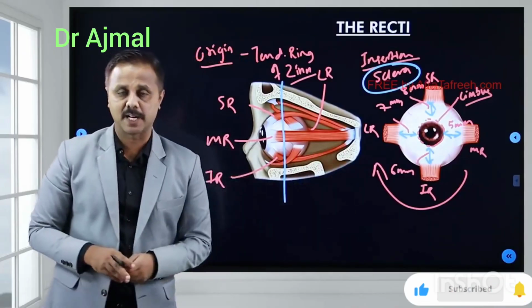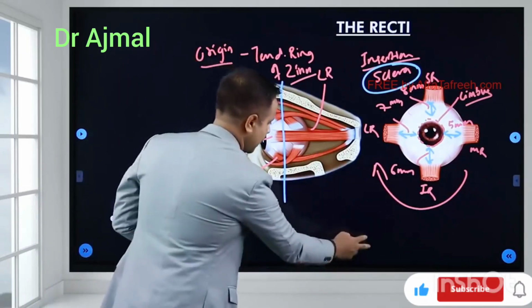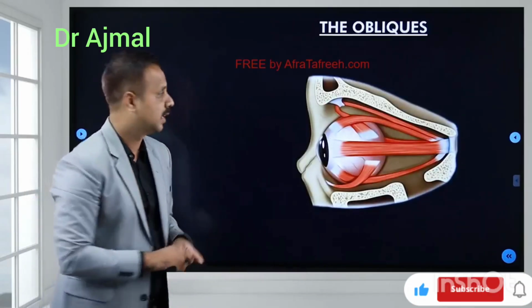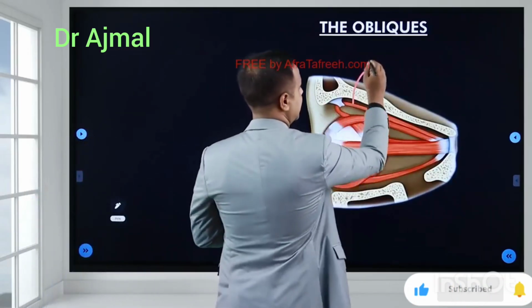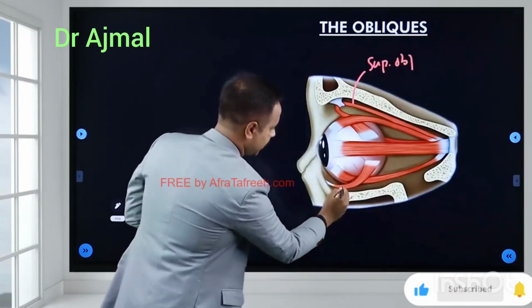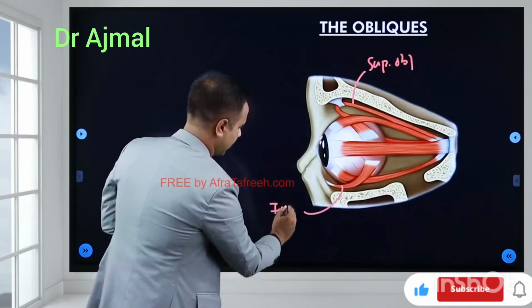This is regarding the four recti. Let's focus on the obliques now. There are two obliques. What are they? This is the superior oblique, and here we have the inferior oblique.